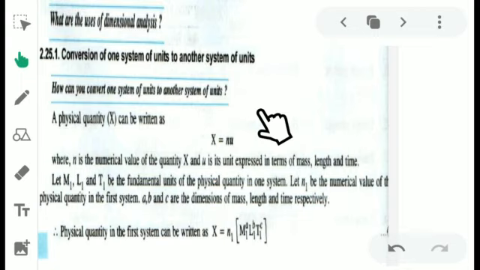So we will express the dimension of a physical quantity here, that is X is equal to NU. N is the numerical part and U is the unit, unit in one system and unit in another system. If we want to convert one system to another system, first we express the dimension of the physical quantity. X is equal to N1, M1 raised to A, L1 raised to B, T1 raised to C. This is the dimension in one system of unit.